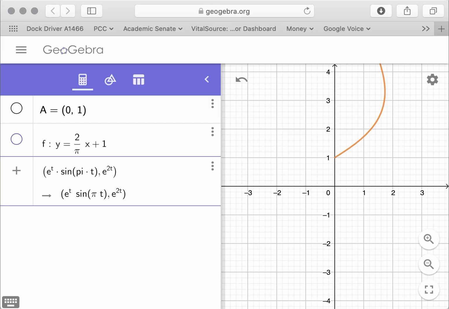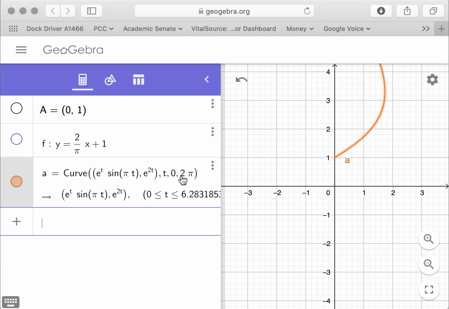And I see that it's giving me part of the curve. It actually doesn't go to the left and to the right of (0, 1). And when we hit enter, we see that it's actually defining the parameter to go from 0 to 2 pi. I don't want that to happen. I want it to go from negative 2 pi to 2 pi, just so I can see more of the curve there. And so now we have this curve.